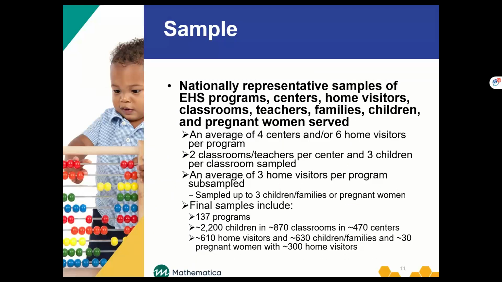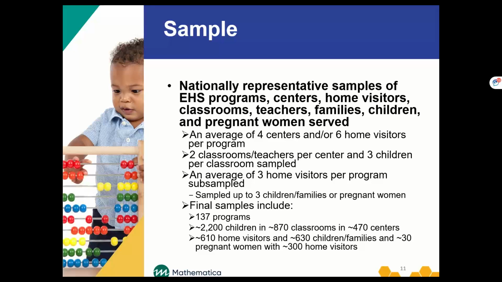Baby Faces 2018 includes nationally representative samples of ACF regions 1 to 10 early head start programs, centers, home visitors, classrooms, teachers, and families, children, and pregnant women they serve. The sample did not include any early head start programs in regions 11 and 12, AIAN programs, and migrant seasonal head start. And we did not sample family childcare providers, FCCs, or families participating in the FCC option.